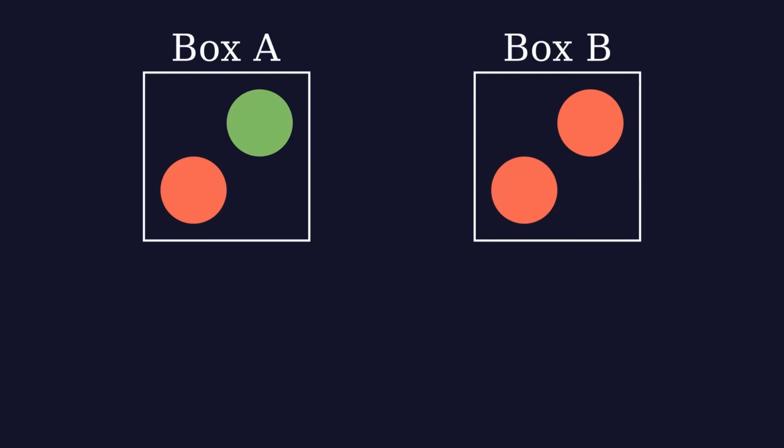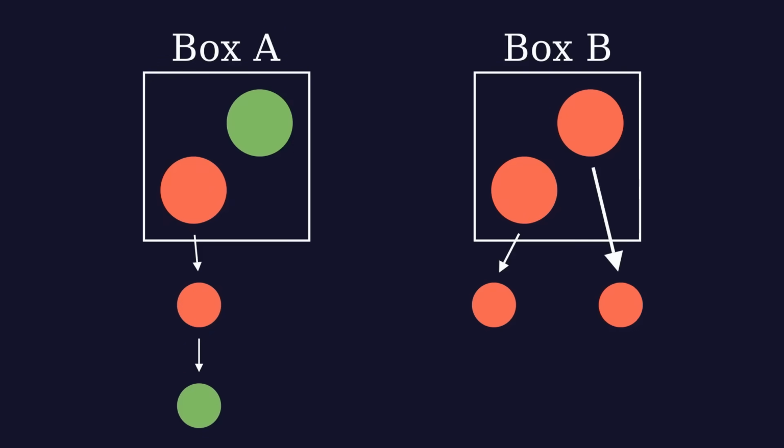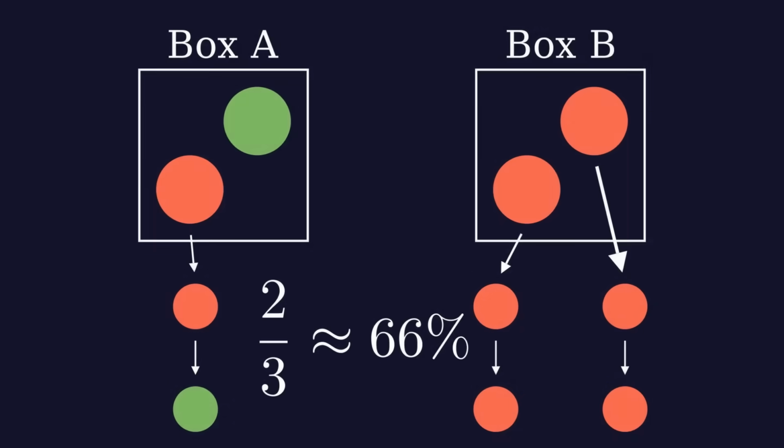To solve this, let's look at all possibilities. If we took the red ball out of box A, there's 100% chance that the second ball is green. If we took the red ball out of box B, we have two possibilities. We either took this ball or we took the other one. In both cases, the other ball is red. In total, we have three possibilities, so the probability that the next ball is red is equal to 2/3, not 50%.